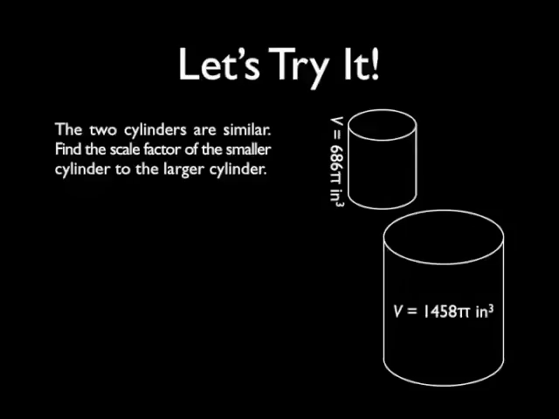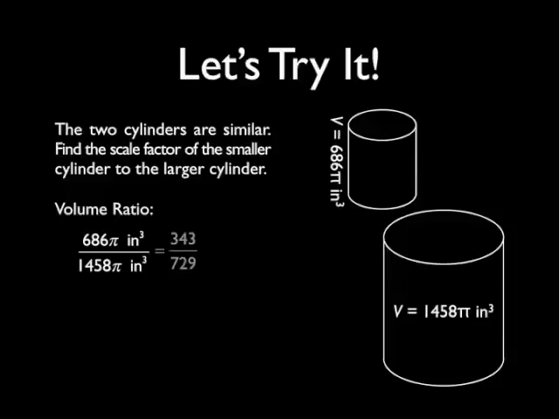So the two cylinders are similar. Find the scale factor of the smaller cylinder to the larger cylinder. Well, what we're given is the volumes. So let's go ahead and write a volume ratio. The volume ratio is 686 pi cubic inches over 1,458 pi cubic inches. Notice that the pi's reduce out, and we can also divide everything by 2. So that's 343 over 729.